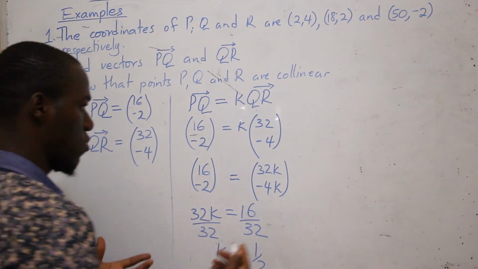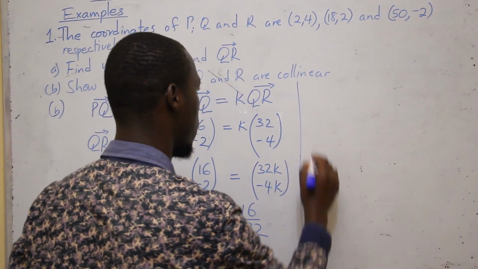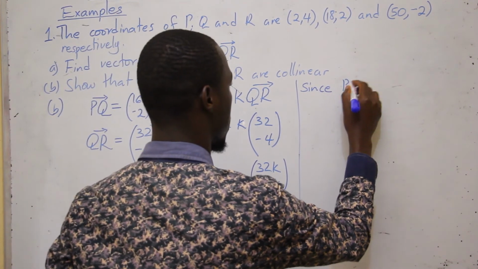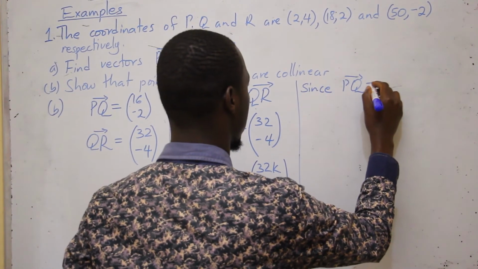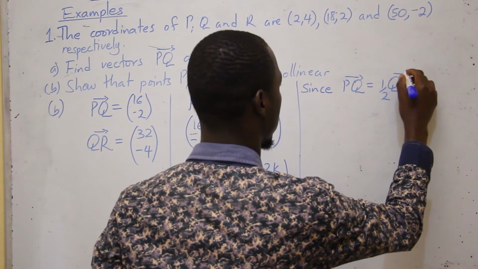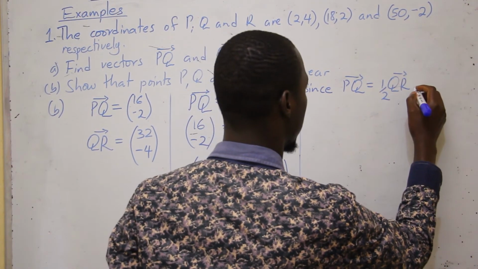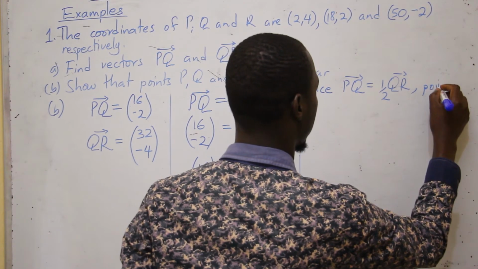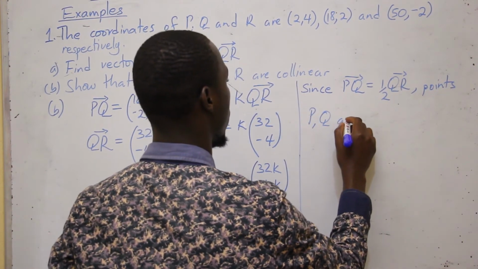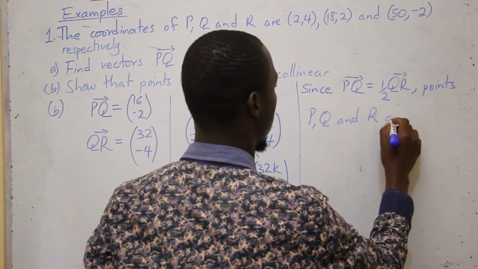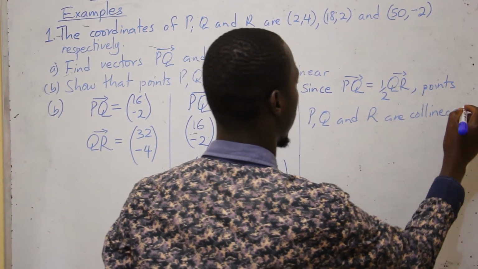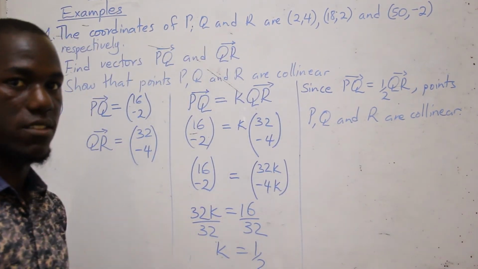Then I can conclude and say, since my PQ is equal to a half QR, points P, Q, and R are collinear. So as simple as that.